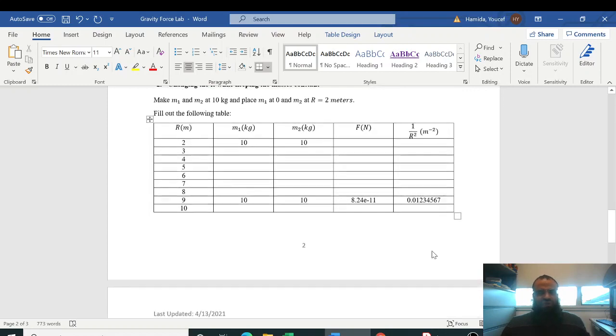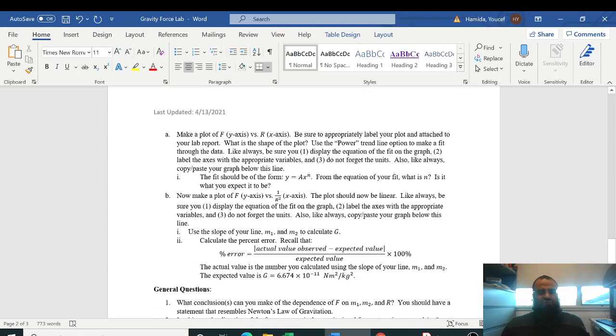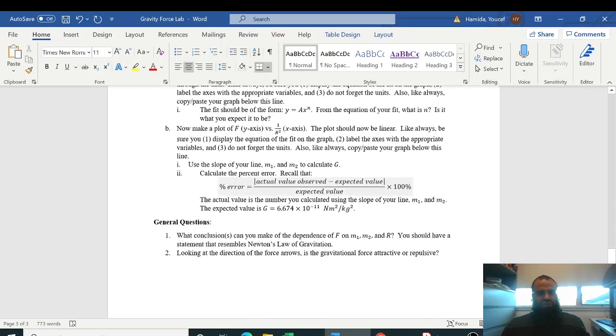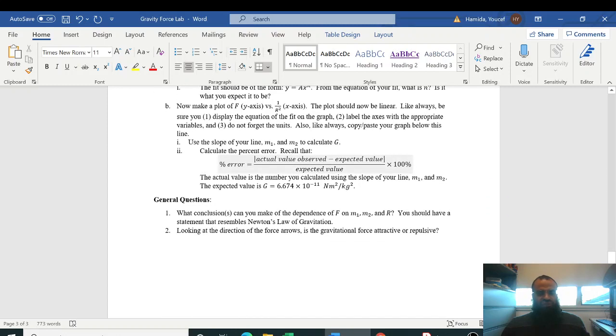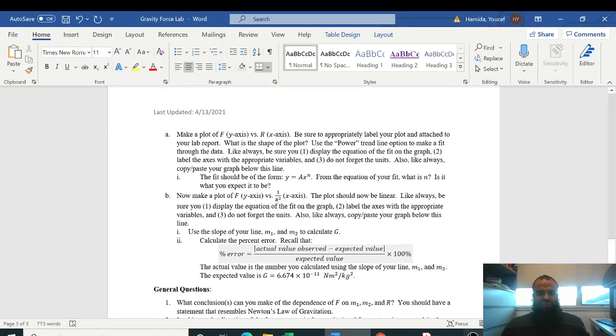Then you're going to plot the force versus r, and then the force versus 1 over r squared, and you will fit a power or linear fit. And then you have some questions here to answer. And that's about it. Let me make it brief.